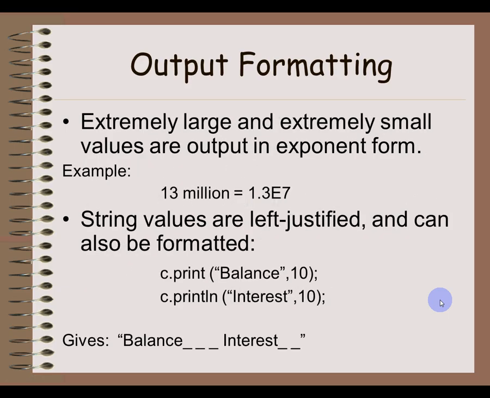Extremely large and extremely small values are output in exponent form or scientific notation. So 13 million, instead of being 13,000,000, it's going to be 1.3 times 10 to the exponent 7, right? Or E7. And as I said before, string values are left justified and can also be formatted to look like this. So the word balance in 10 spaces, followed by the word interest in 10 spaces. 1, 2, 3, 4, 5, 6, 7, 8, 9, 10. There's the word balance left justified. 1, 2, 3, 4, 5, 6, 7, 8, 9, 10. The word interest left justified. So this will allow me to do things like putting words into columns if I wanted to do so.